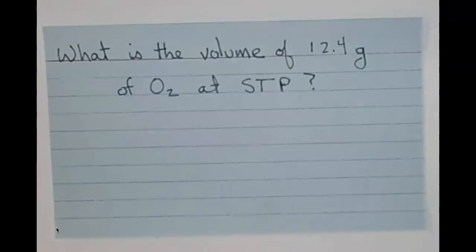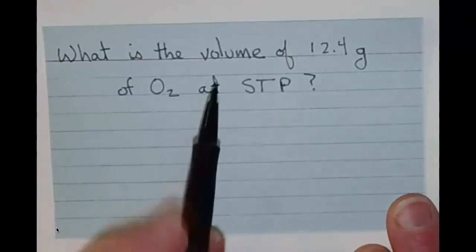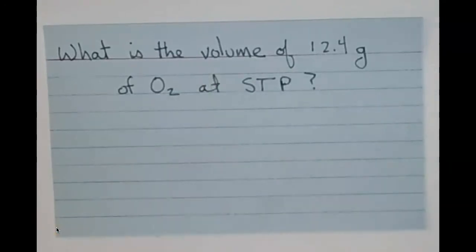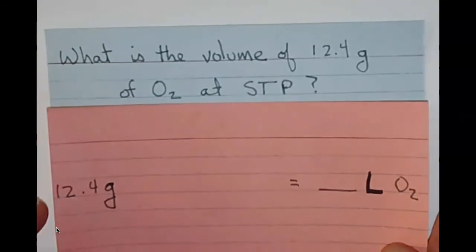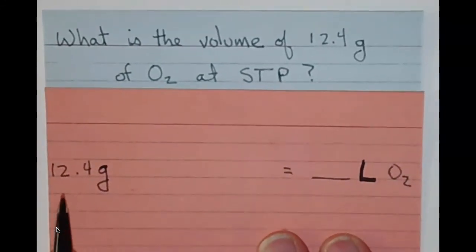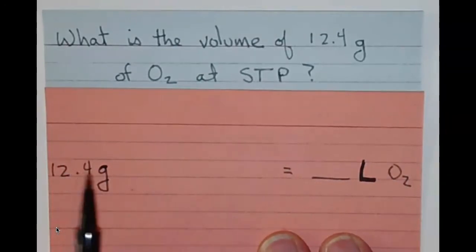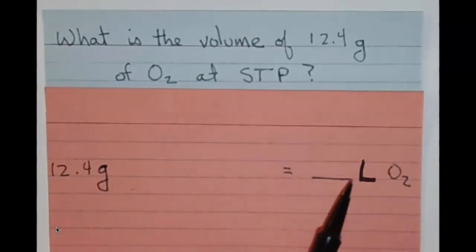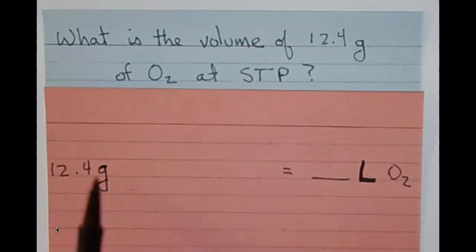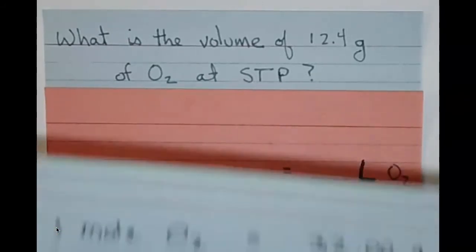The second kind of problem we're going to look at today is when we are given the mass and we need to go to volume. So what is the volume of 12.4 grams of oxygen gas at STP? Well, I'm going to start with the initial quantity with units, and then the units for the quantity they're asking us for. Now we know where we're starting and where we're going.